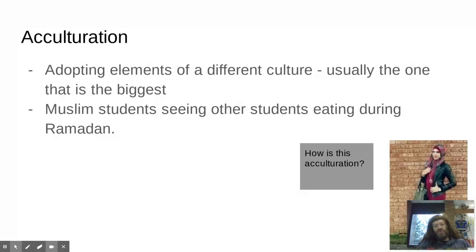All right, acculturation is another one, and you adopt elements of a different culture. Usually, you adopt elements of what the biggest culture is. So in a country, you would adopt the dominant culture, right? So, Muslim students that see other students eating during Ramadan.